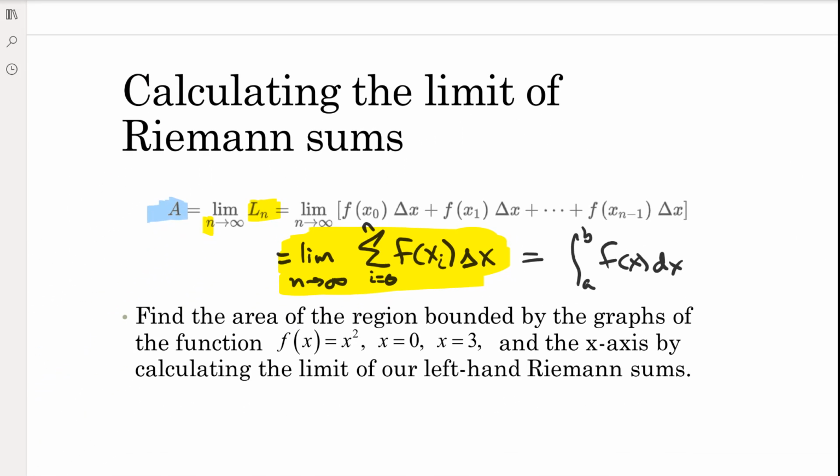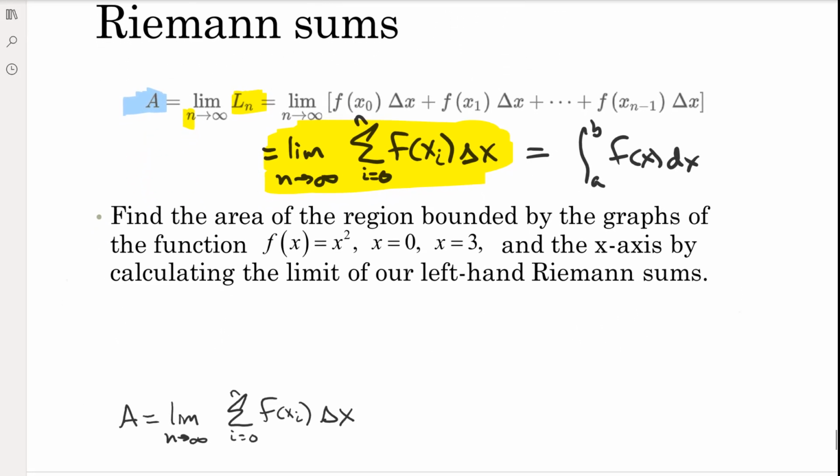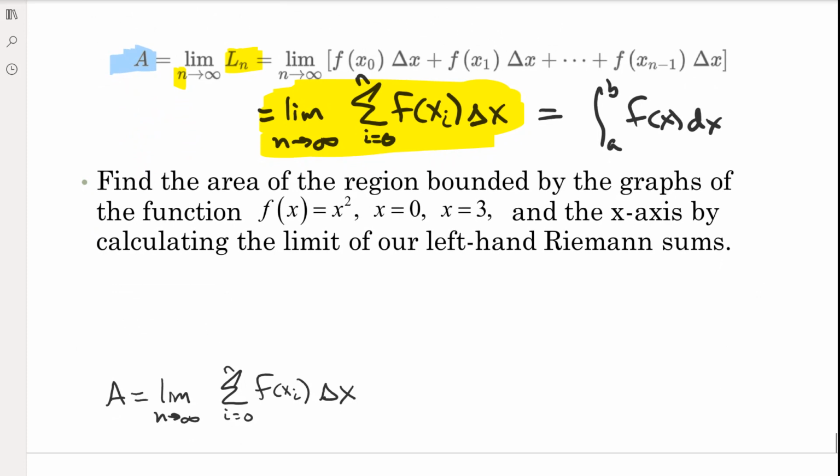So let's see our question. Find the area of the region bounded by the graphs of the function f of x equals x squared. Okay, let's just draw it up real quick. x squared, something kind of like that.